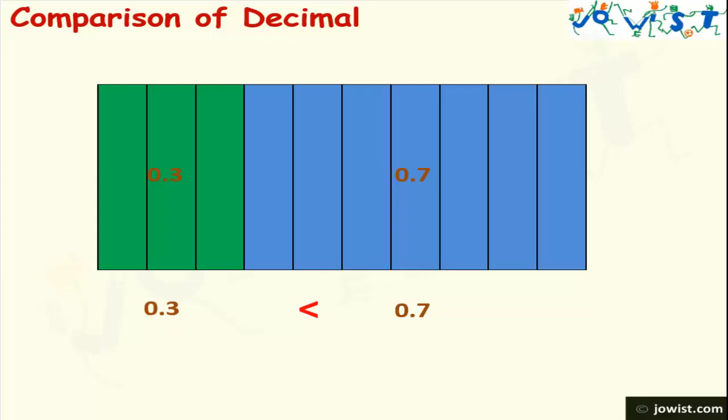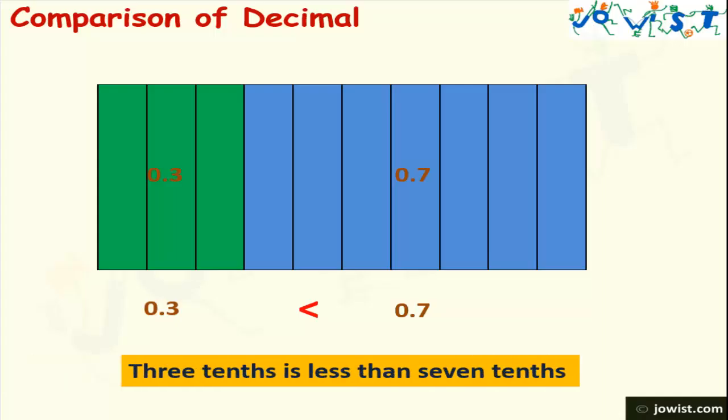Numerically, 0.3 and 0.7, both the numbers have 0 in the ones place. So we will compare the digits in the tenths place. 7 is greater than 3, hence 0.7 is greater than 0.3. In other words, 0.3 is smaller than 0.7. 3/10 is less than 7/10.